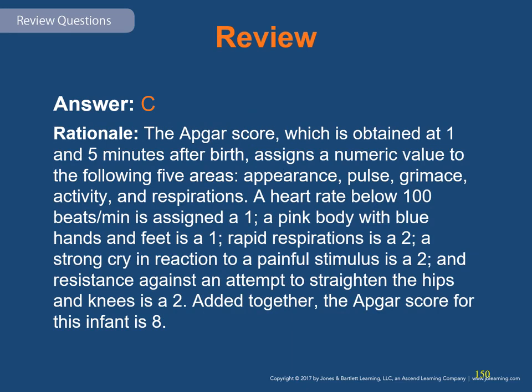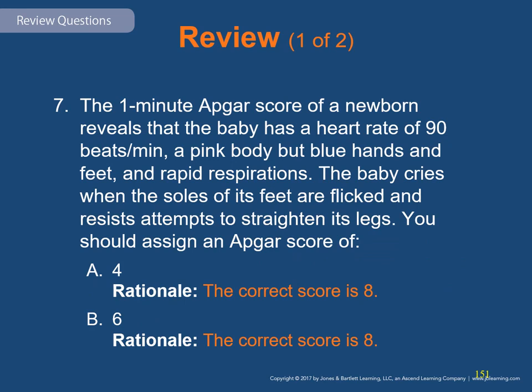The APGAR score, which is obtained at 1 minute and 5 minutes after birth, assigns a numeric value to the following 5 areas: appearance, pulse, grimace, activity, and respirations. A heart rate of 100 beats per minute is assigned a 1. A pink body with blue hands and feet is assigned a 1. Rapid respirations is a 2. A strong cry in reaction to painful stimuli is a 2. And resistance against an attempt to straighten the hips and knees is a 2. Added together, the APGAR score for this infant is an 8. The correct answer is 8. C is the correct answer.